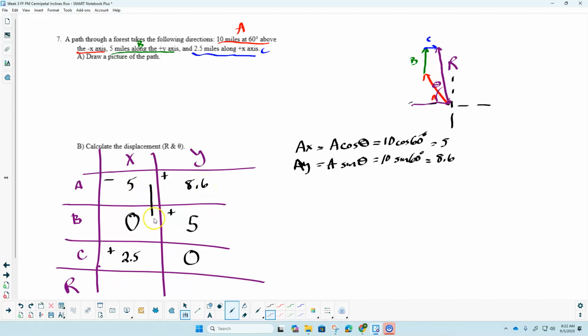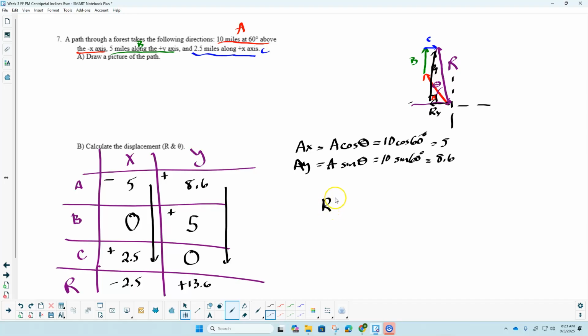So the values, when we add the columns, that's the next step. We're going to get a negative 2.5, so it's going left 2.5, and it's going up 13.6. So now we're going to do the last part, but that's what this is saying. So it goes across, that's Rx, and it goes up. And that looks pretty close to my picture or my value, and we're going to make it a right triangle and use the Pythagorean theorem.